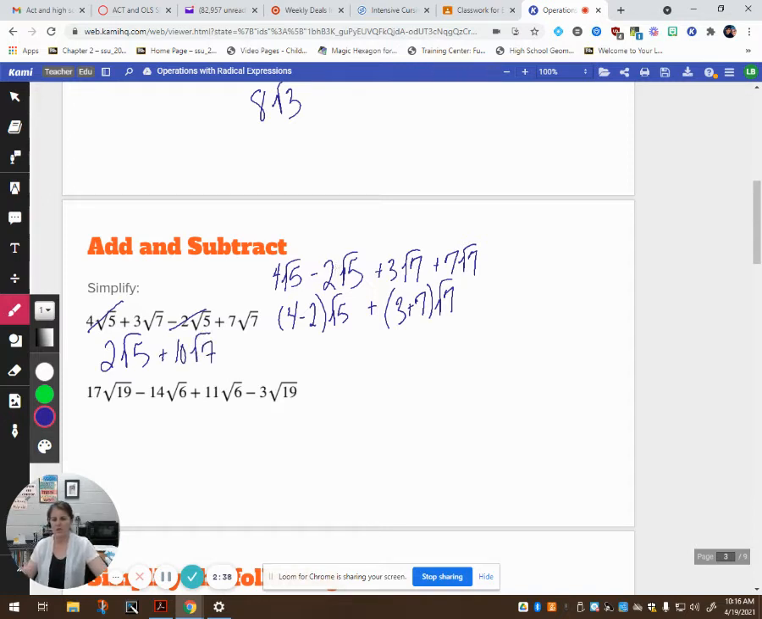Now, I would encourage you to pause the video at this point and try this next problem. And I am going to be checking notebooks. I really want you guys to be writing this down on a piece of paper.